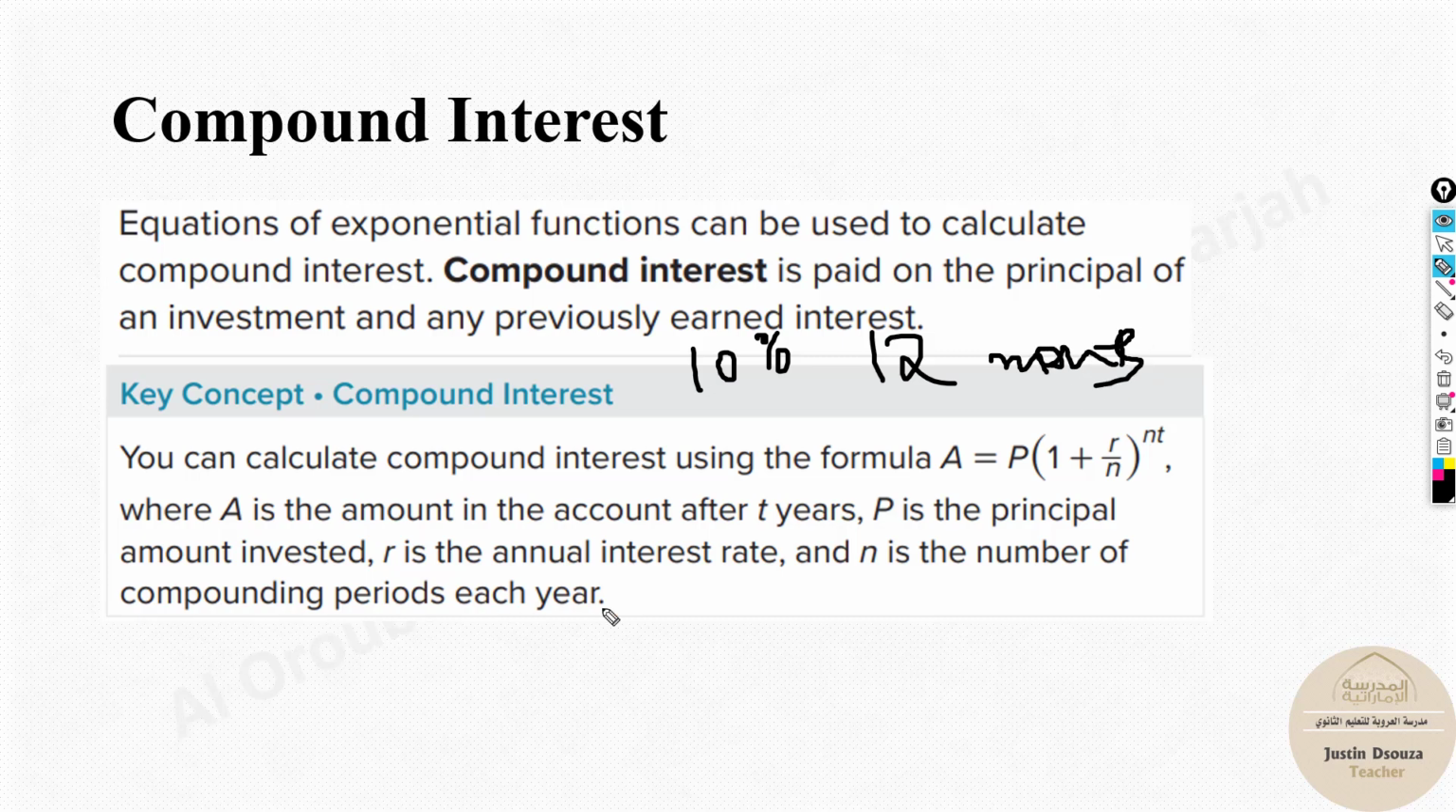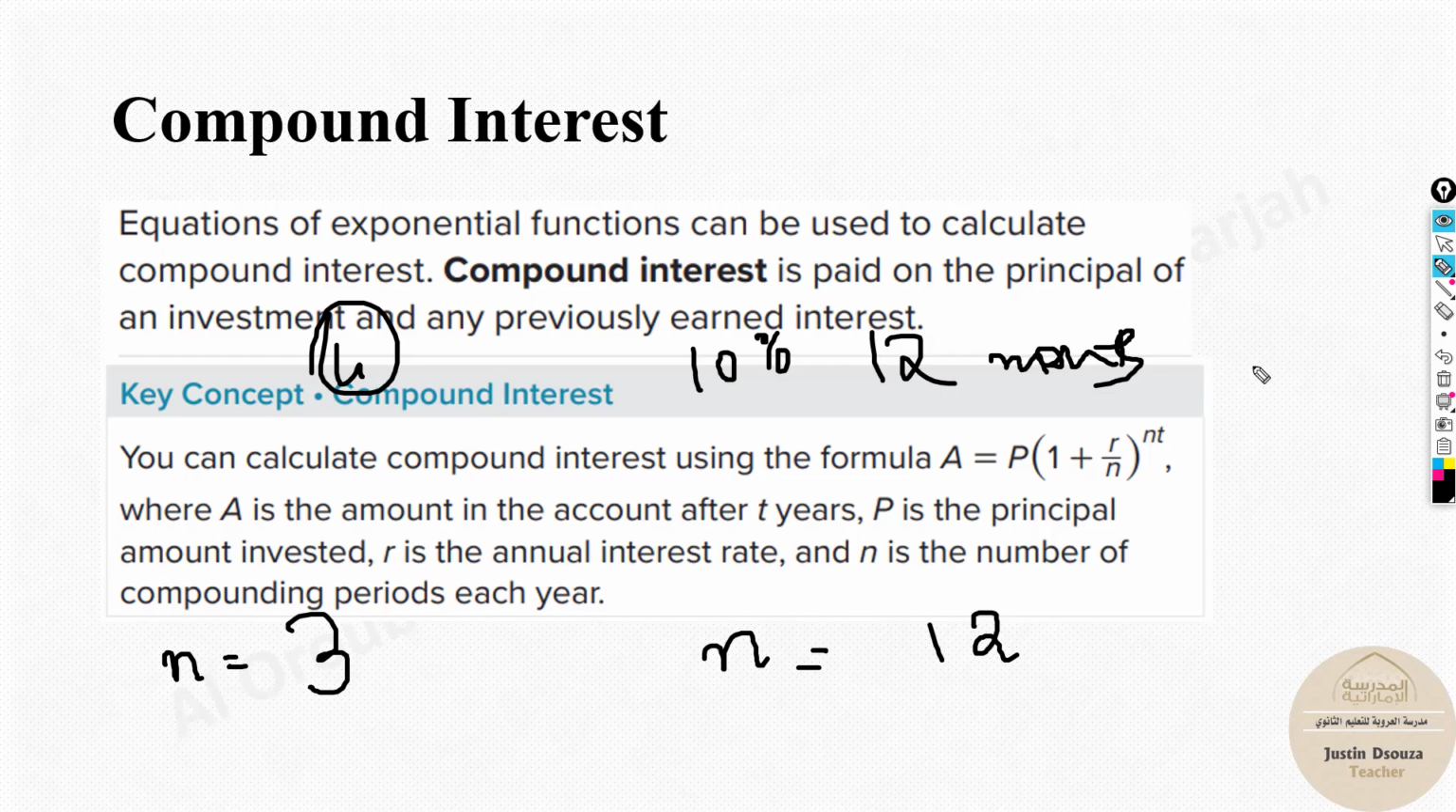So now imagine this compounding is done every 1 month. That means n would be 12. For 1 year, how many times will it compound? Every month means n equals 12. Now imagine it will be compounded quarterly. Quarterly means every 4 months. So in 1 year, how many 4-month periods are there? 4, 8, 12. So n would be 3.